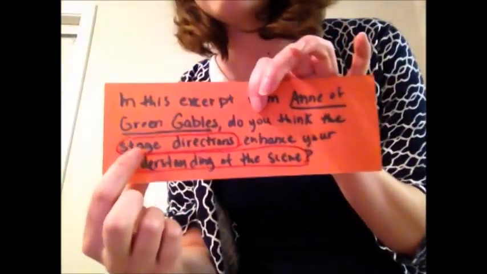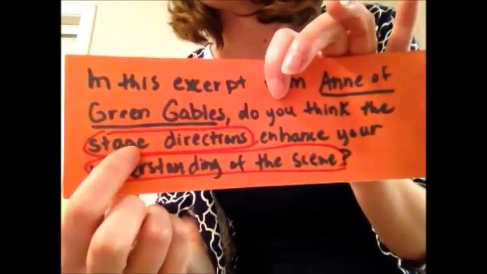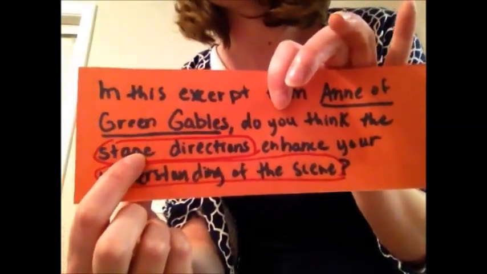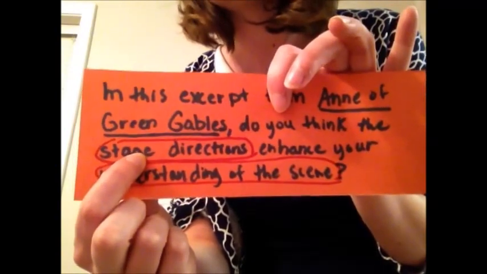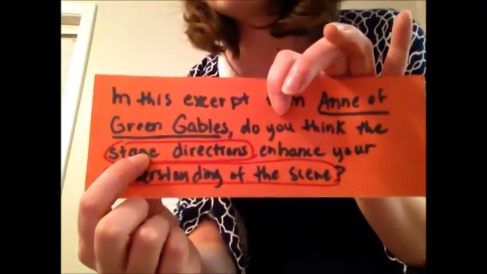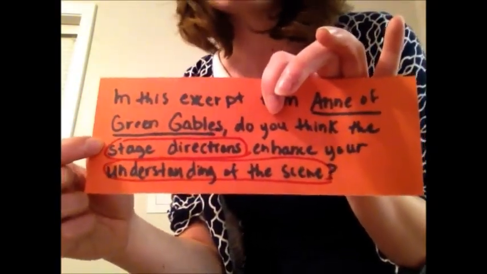So looking at this, there are 2 things that you have to explain, that you have to kind of answer to get this right. First off, you have to tell me about the stage directions. You have to pick out stage directions. If you picked out dialogue on here, they wouldn't count it correct. They're testing you to see if you know what stage directions are.